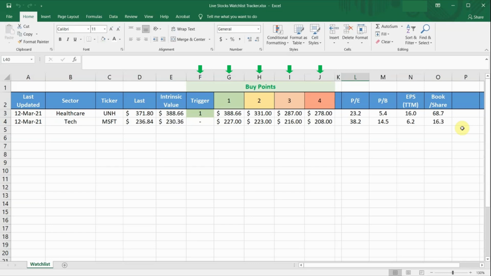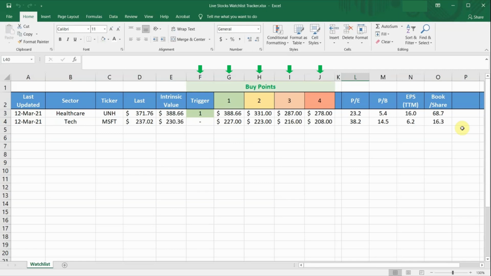You never want to buy the entire allocation for your shares all at one go. You always want to buy them in batches to average the cost of a purchase. So for me, I will usually buy 20% of my entire allocation at price point 1, 25% at price point 2, 30% at price point 3, and the remaining 25% at price point 4.